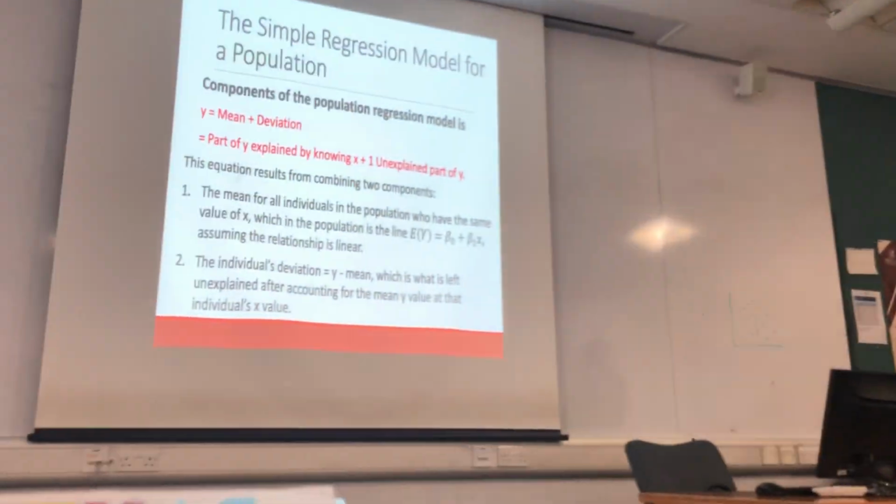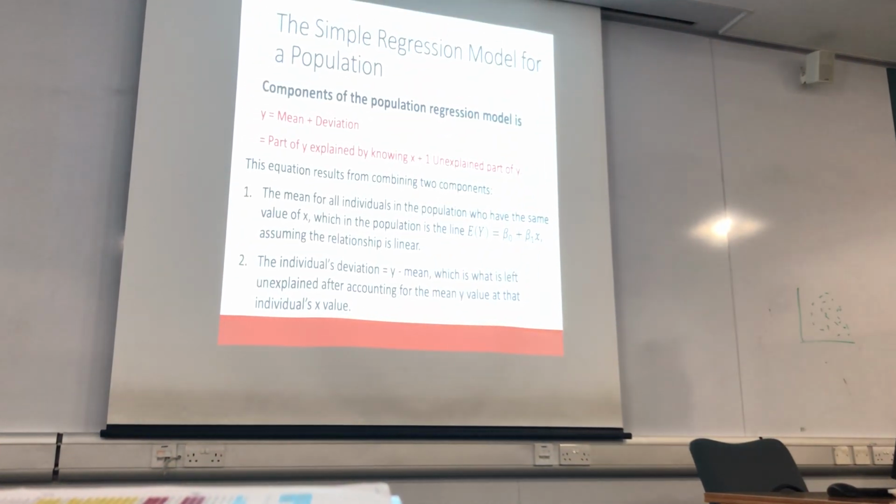هذا important facts. Components of the population regression: y equals mean plus deviation. Part of the y explained by knowing x, and then plus one unexplained part of y. So basically، في component for regression is unexplained. ما ندري عنه. هذا يسمونه اللي هو unknown. Okay? شنو هذا unknown? The mean for all individuals in the population who have the same value of x, which is in the line, which is هذه اللي هي population regression equation.